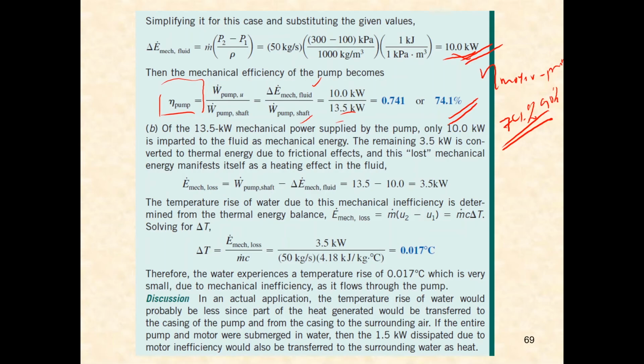So we know that the amount of mechanical energy loss that is transferred into heat equals 3.5 kilowatts, which is the difference between 13.5 kilowatt and 10 kilowatt. By using the equation m dot c delta T, the rate of change in temperature and the heat capacity of the water, this is the C, you can find the change in temperature of the water, which is very small, 0.017 degrees Celsius.